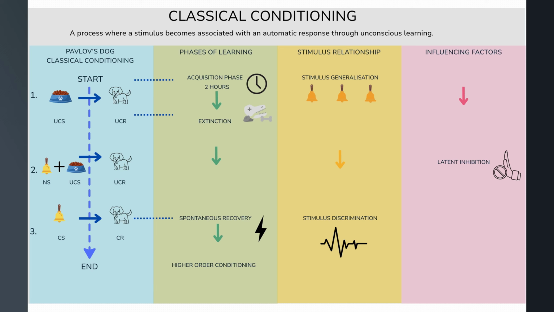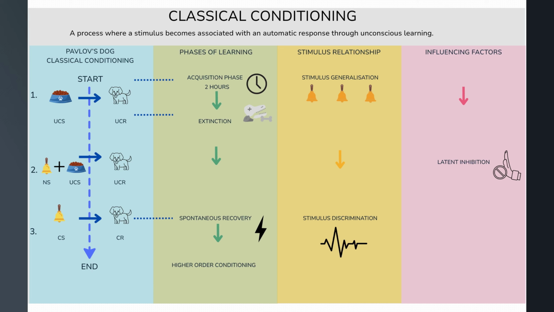If the bell is later used without the food, the response fades. This is called extinction. But if the response suddenly returns after a break, that's spontaneous recovery, shown through the lightning bolt icon. At the bottom is the higher order conditioning, where a new stimulus is linked to the bell rather than directly to the food, showing how learning can extend to new triggers.